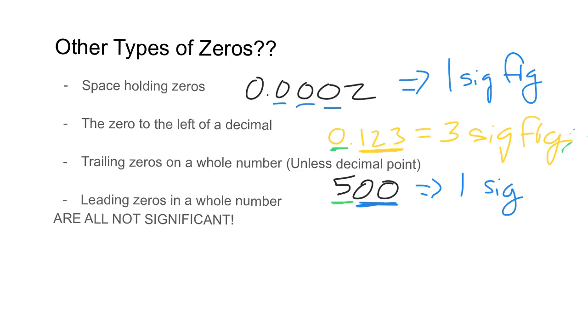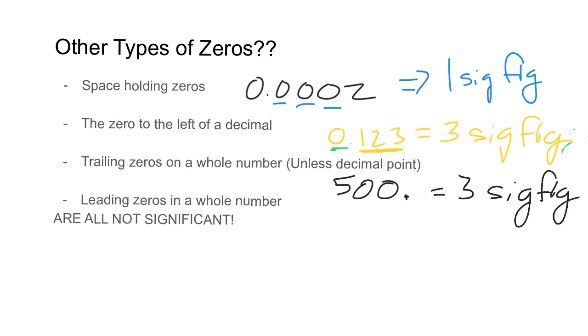Now, I put on here, unless it has a decimal point here. So if I added a decimal point to this, now I put that decimal point specifically there to tell people that I want those zeros counted as being significant. I measured this thing at exactly 500, and so if I put a decimal place after a whole number with zeros trailing on the end of it, this number now has 3 sig figs, because I'm putting that decimal point there saying that I want those zeros counted.